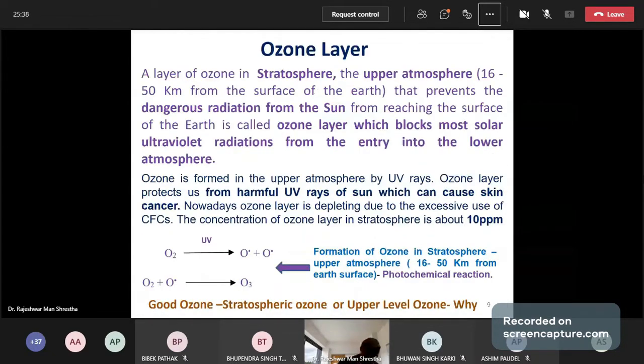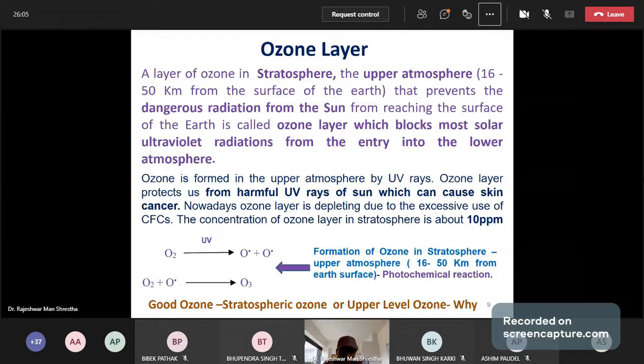And next is the ozone layer. The ozone layer is present in the upper atmosphere, extending from 16 to 50 kilometers from our surface, that saves our life from the harmful UV rays from the sun. The ozone layer is not useful in the lower atmosphere, but the lower atmosphere also contains ozone.